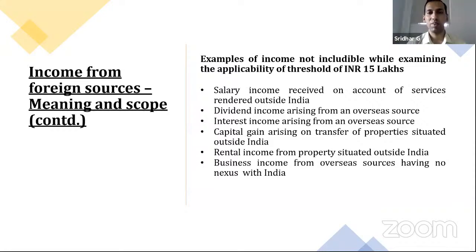This was very helpful, Siddharth. We are trying to understand that these are the heads of income earned by a non-resident outside India that need not be added to determine the 15 lakh limit. If I have an income of 15 lakh or more after summing up all this, then I need to worry about the new amendment. So I should only be worried about my India sourced income, and all this foreign sourced income I need not add to determine the 15 lakh limit. Can we have the next slide and see what there is for us to learn?